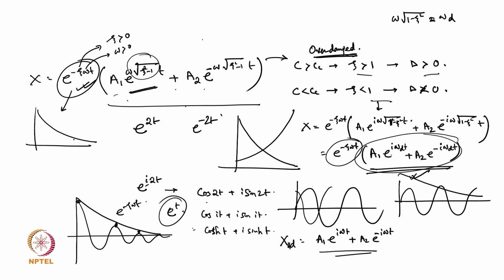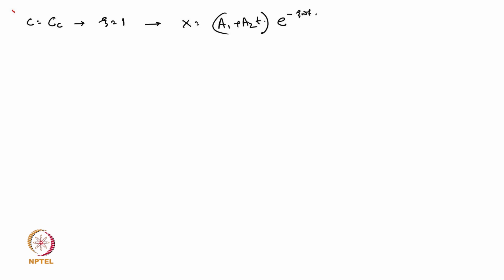So in the first two cases, what can we conclude from here? C equal to Cc. So that means xi equal to 1. So that gives me the solution x equal to (a1 plus a2 t) into e to the power of minus xi omega t. Am I right? That gives me this solution.